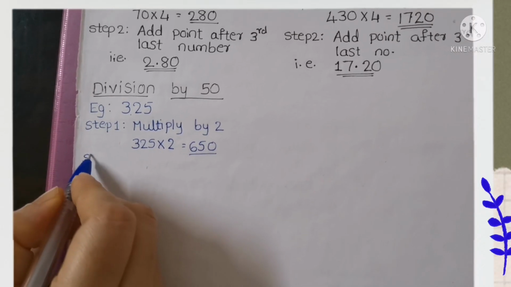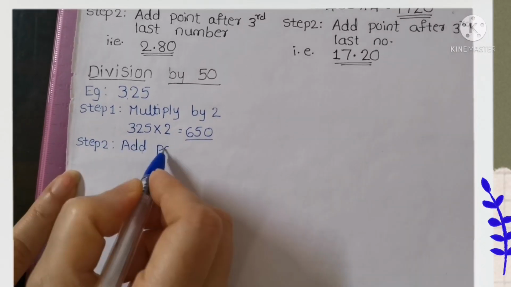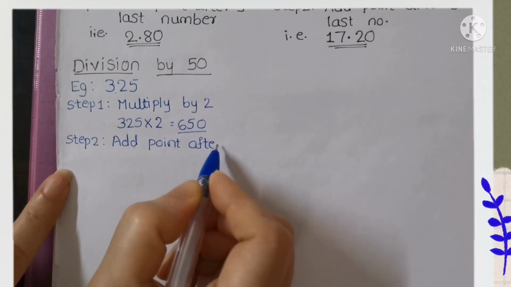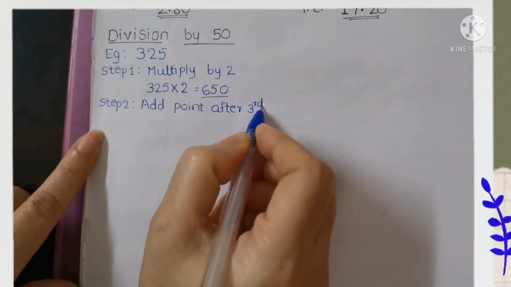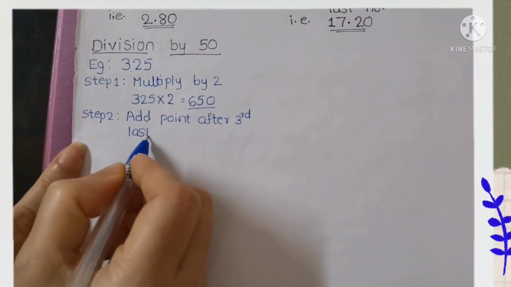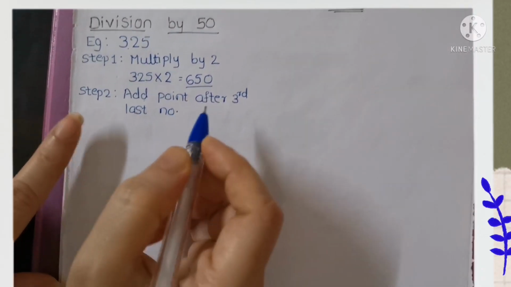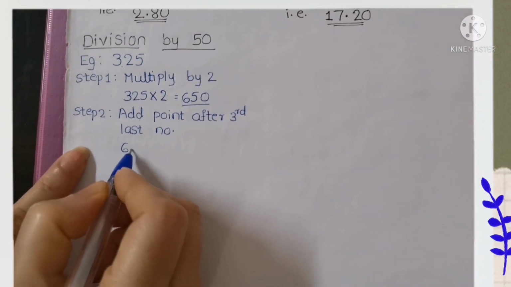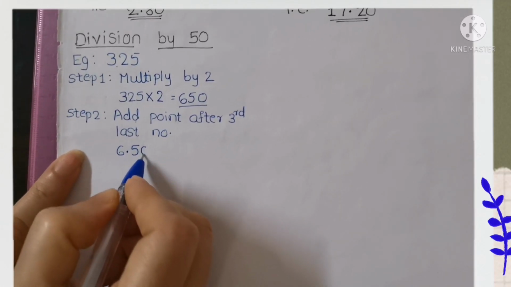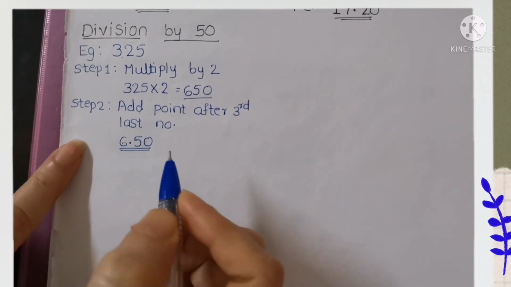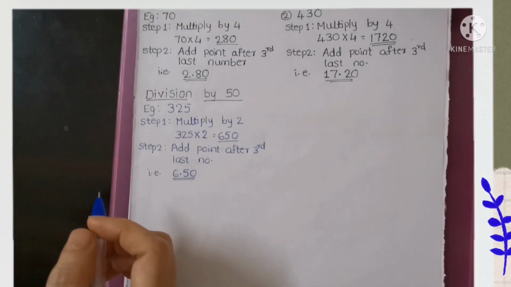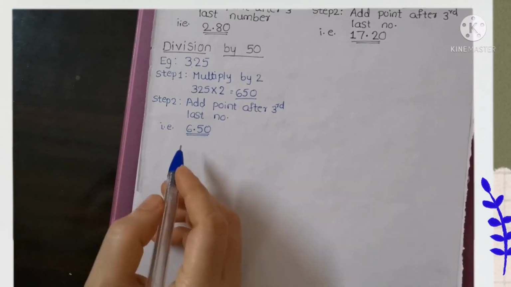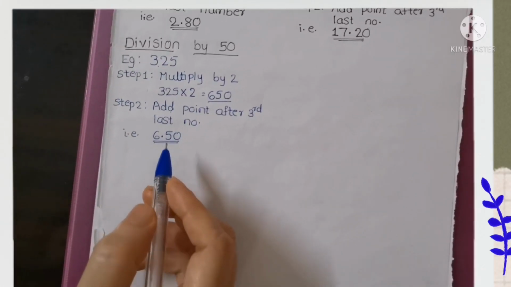So let's move on to our next step. In step 2, we have to add a point after third last number. In this example, our third last number is 6, which is our first number also. So we have to add point after 6. So we will get the answer as 6.50. So dividing 325 with 50, we get the answer as 6.50.